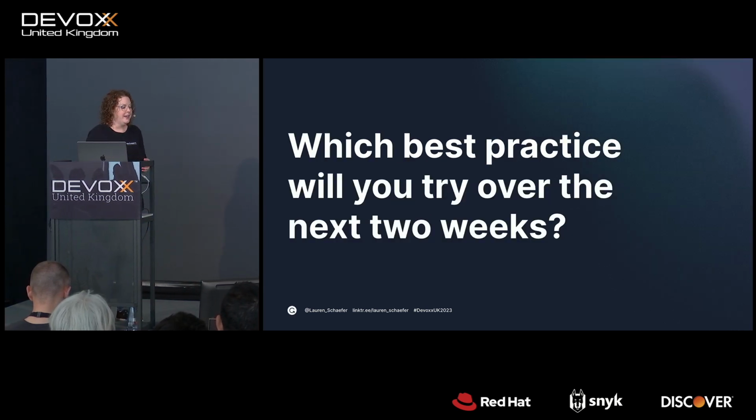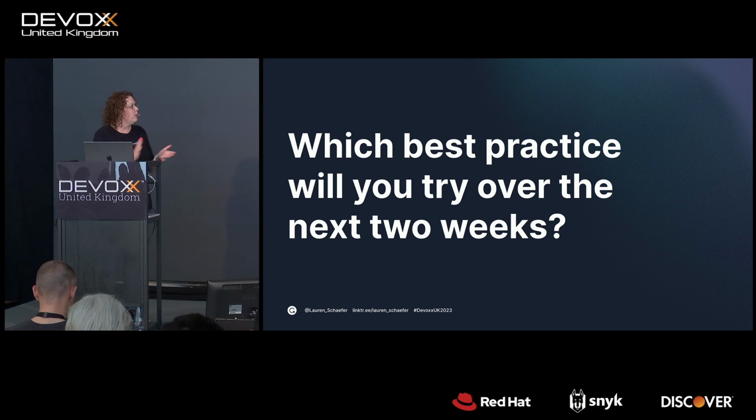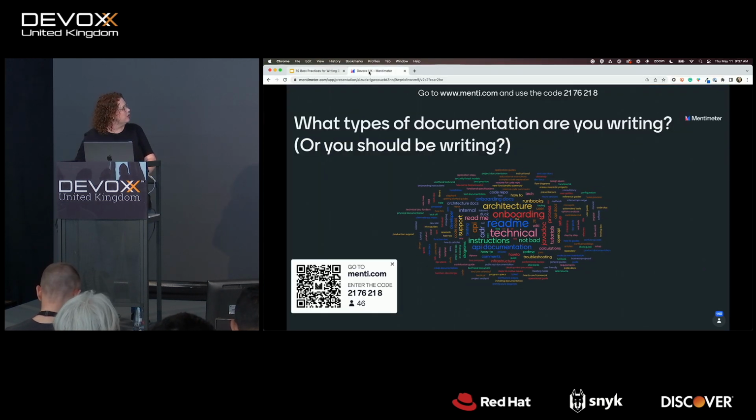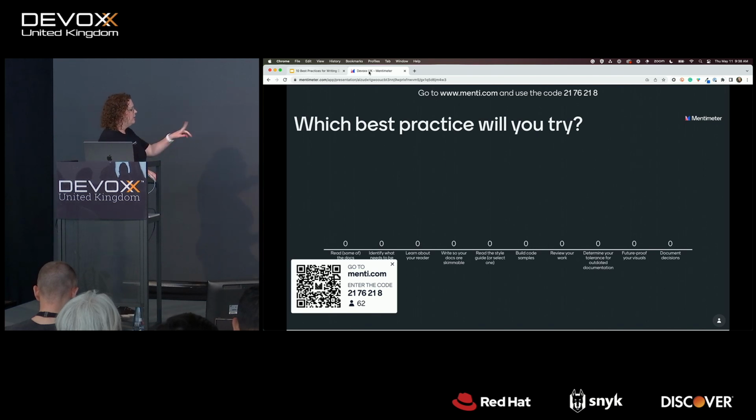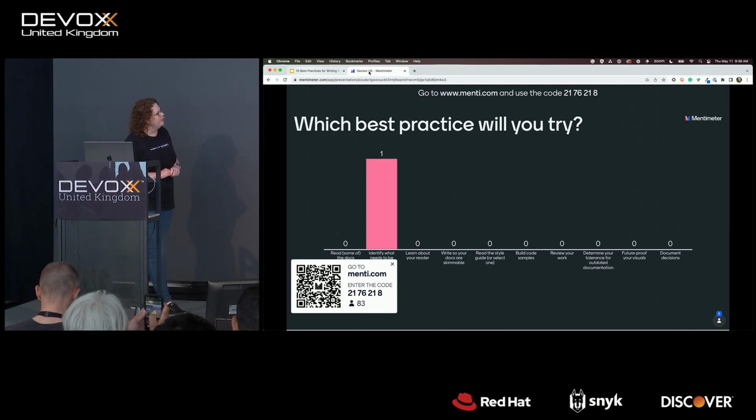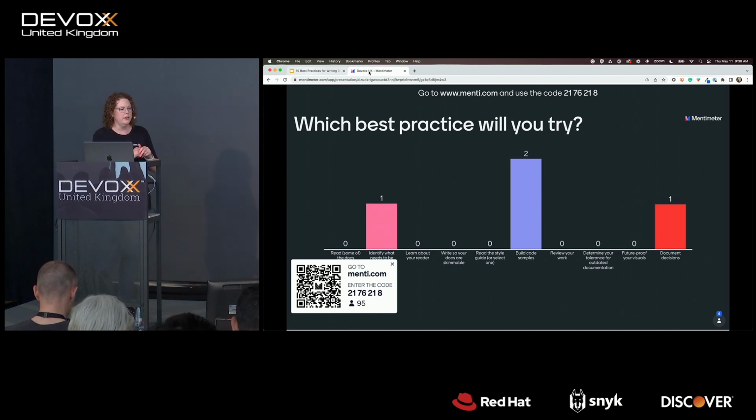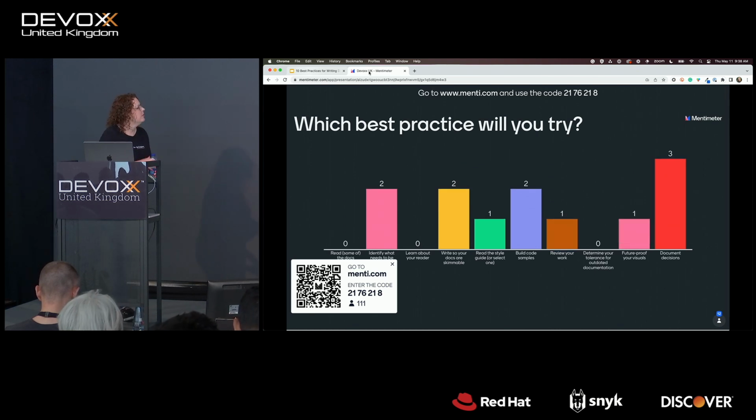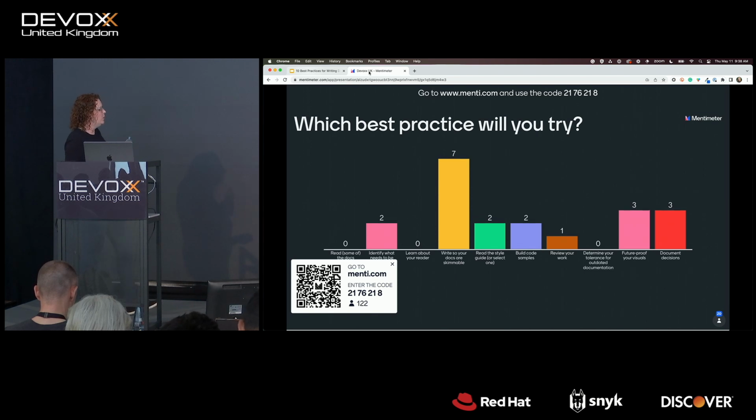All right, I'm going to ask you to pull your devices back out, and I'm wondering which best practice resonated with you. Which one do you want to try over the next 2 weeks? So we're going to go back to that same Menti survey, if I can get there. If you left your screen open, it's the same code, or you can use the QR code and go to menti.com, M-E-N-T-I. And I've heard you may have to click next to go to the next question if you're still stuck on the first one. So which best practice will you try? What resonated with you? And if you need the code, it's 2176218.